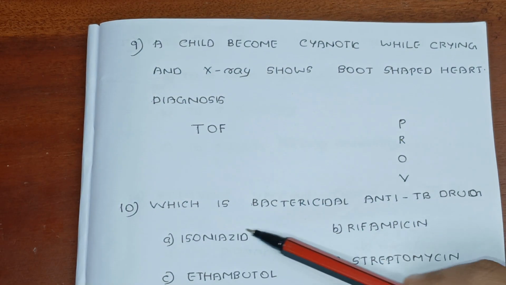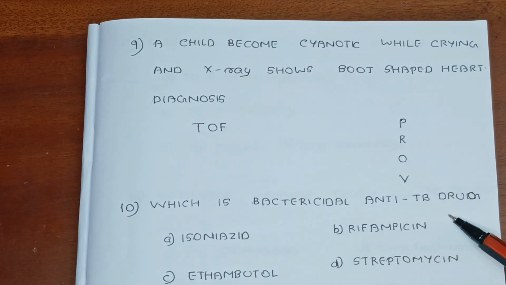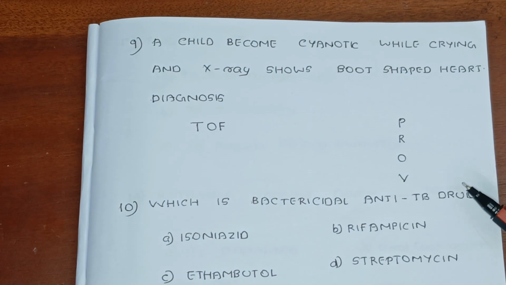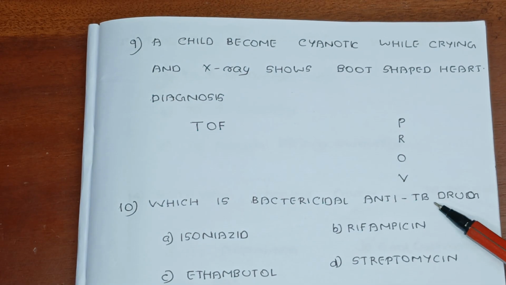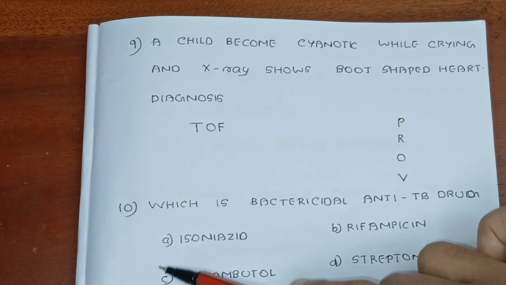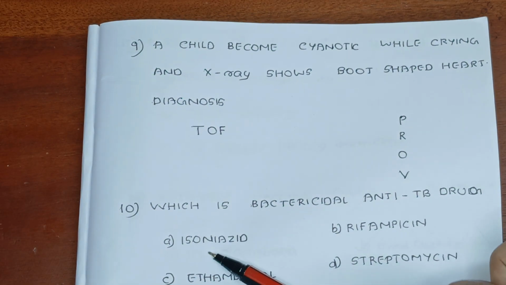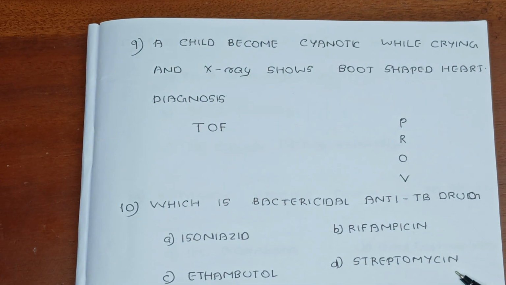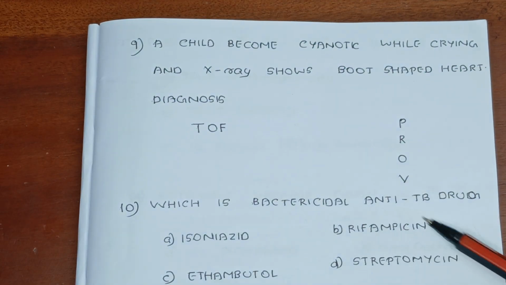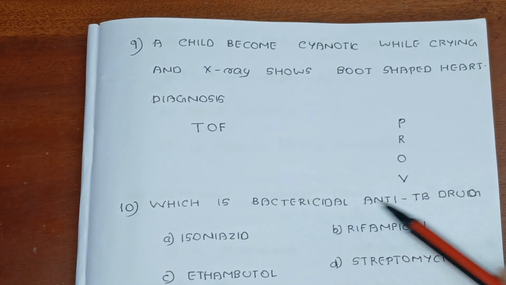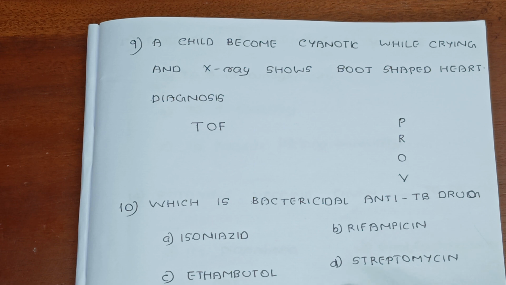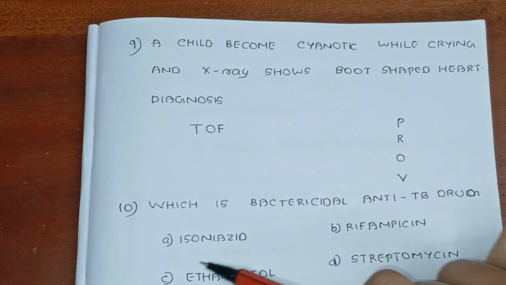Next question, which is the bactericidal anti-TB drug? There is some mistake in this question. Only ethambutol is bacteriostatic. All others, isoniazid, rifampicin, streptomycin, these three are bactericidal drugs. So this question was not correct. Ethambutol is the only bacteriostatic drug.